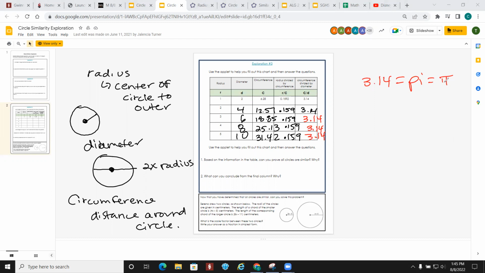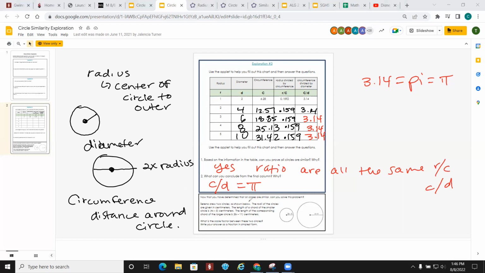Based on that information, can you prove that all circles are similar? Yes. Okay, why? The ratios are all the same for R divided by C and C divided by D. What can you conclude from the final column? We already talked about this, that C divided by D equals pi, right?